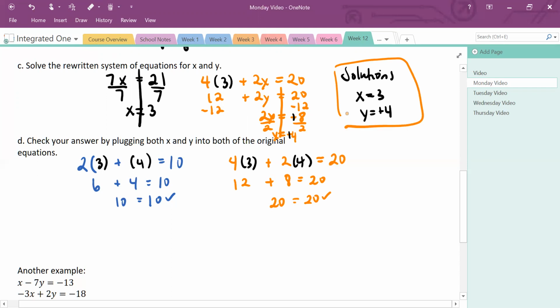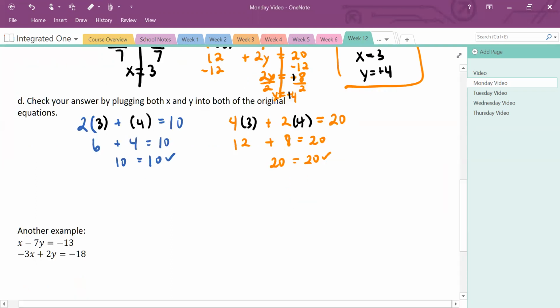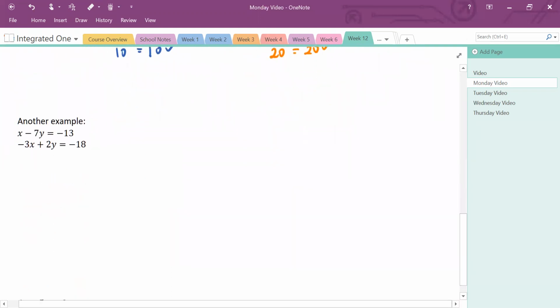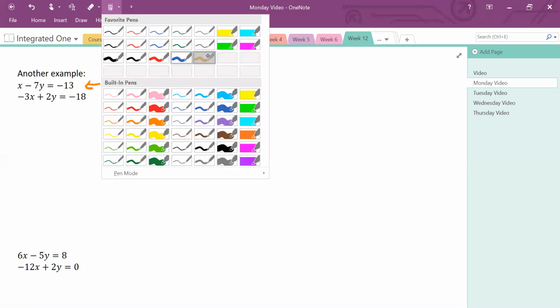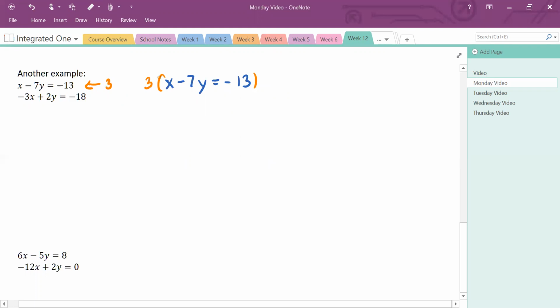All right, so now that we have that trick in our basket, let's see if we can do that on our next example. So here I have x minus 7y is equal to negative 13 and negative 3x plus 2y is equal to negative 18. So what I'm going to do is multiply this top equation by 3. So let me rewrite this. I have x minus 7y is equal to negative 13.